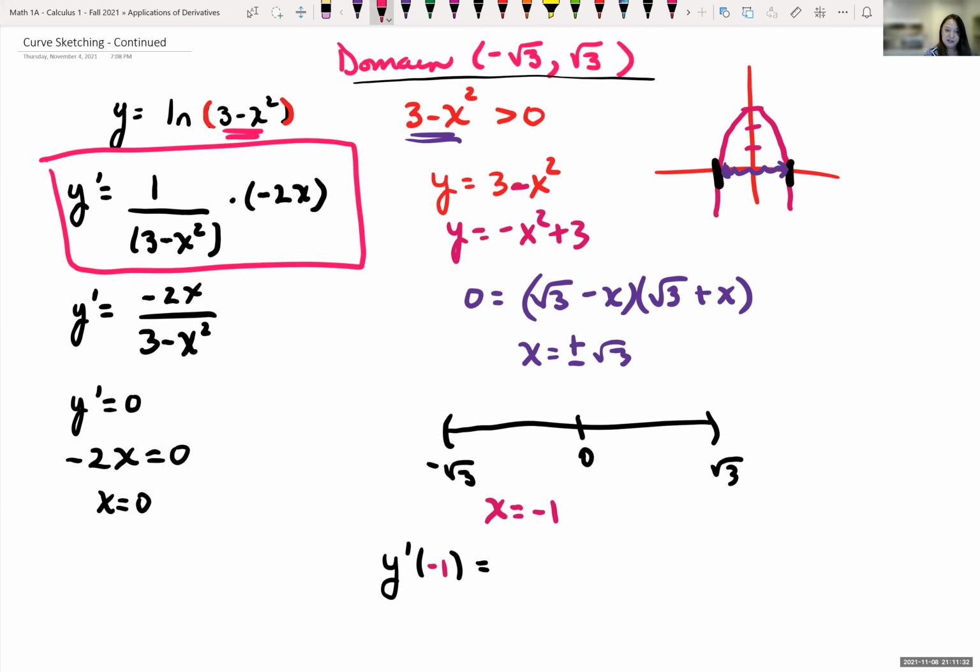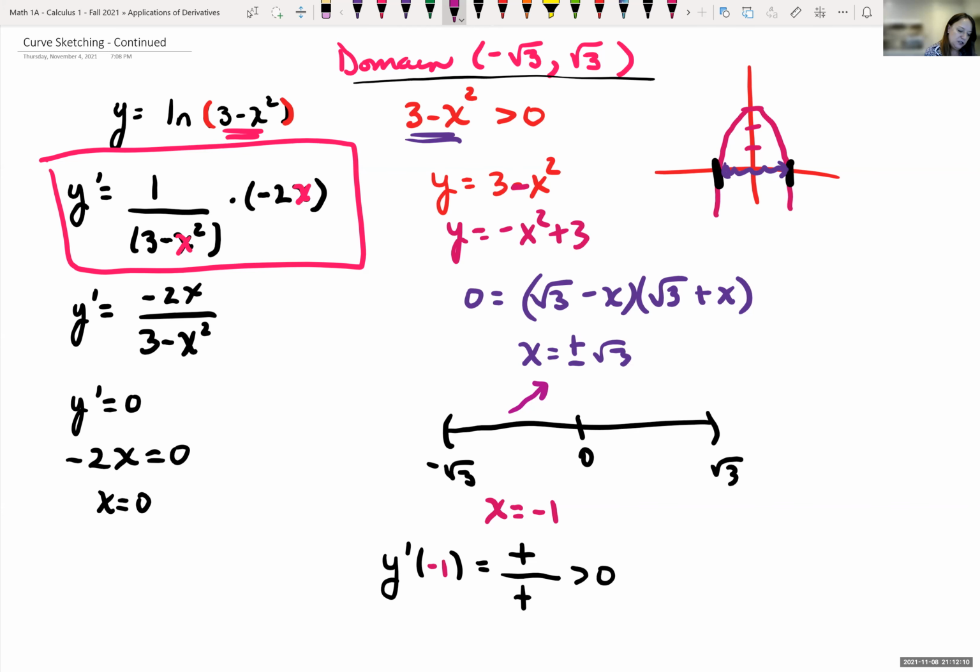Okay, so this is much easier to see if it's positive or negative. So if we plug in -1, wherever we see an x here, we get -2 times -1. So that's positive 2. I don't really care what the number is again. And then if I plug in -1 in here for x, well, that -1 quantity squared is 1, but 3 minus 1 is 2. So this is also positive. And so this is greater than 0. And so that tells me that my function is increasing, at least between -√3 and 0.